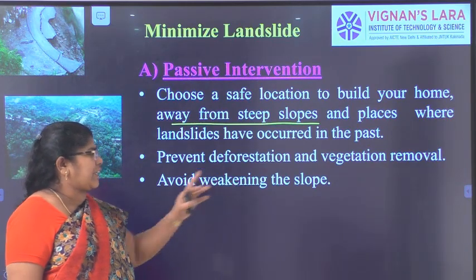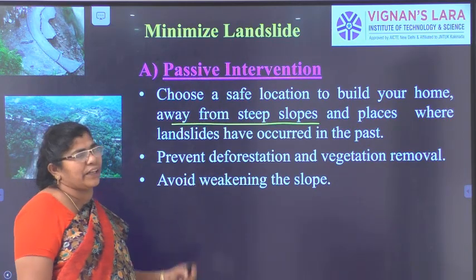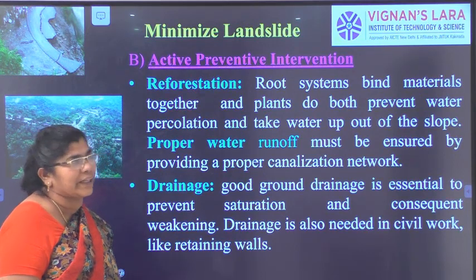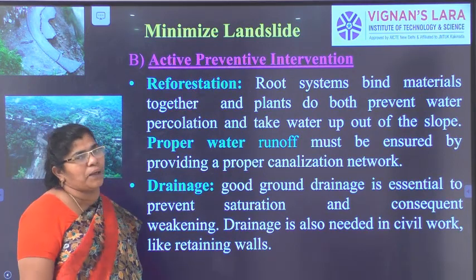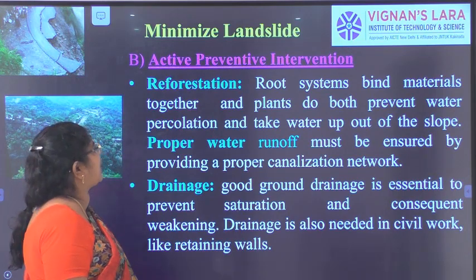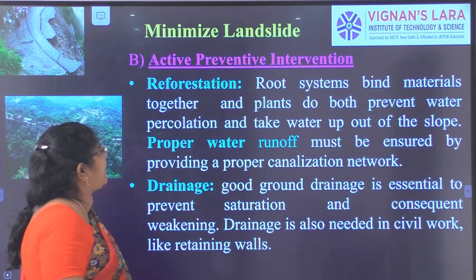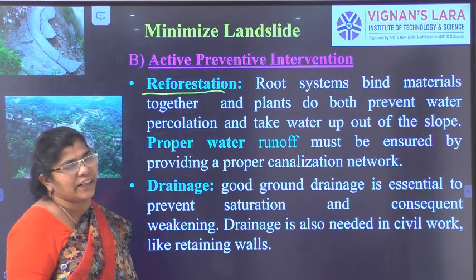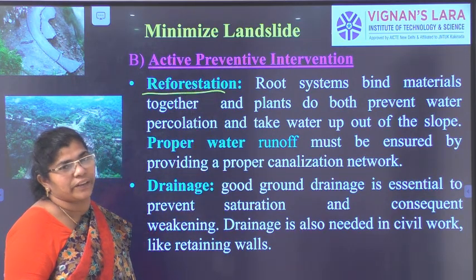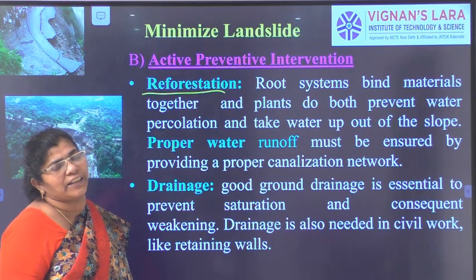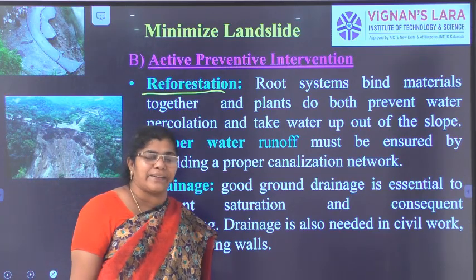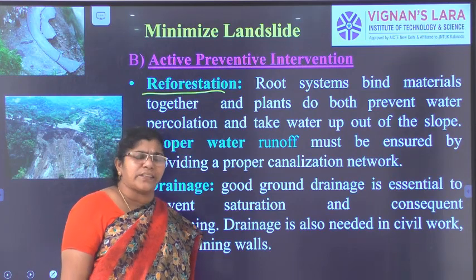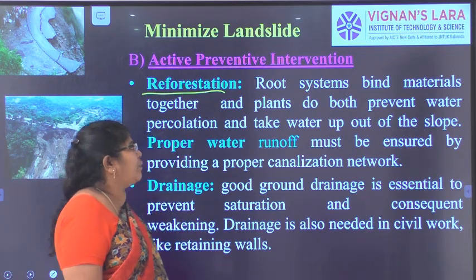Prevent deforestation and vegetation removal, avoid weakening of the slope. The points are repeated again and again because it is mitigation hours and also how to minimize the landslide, preventive measures. What are the active preventive interventions? Reforestation. Deforestation, right? It is very important. Wherever we go, they will tell you to plant trees. It is mainly to prevent all the natural disasters. This is one of the very productive methods.